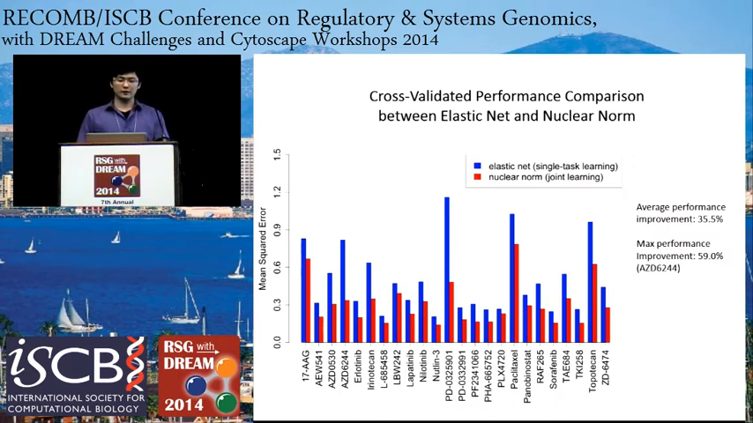This is a figure for the cross-validated performance comparison between ElasticNet single-task learning and nuclear norm joint learning, reported in mean squared error. As we can see, there's a dramatic reduction in mean squared error for nuclear norm joint learning. The red bar is lower than the blue bar, and the average performance improvement is 35%, which is quite impressive. And we have this performance improvement across all the 24 drugs.